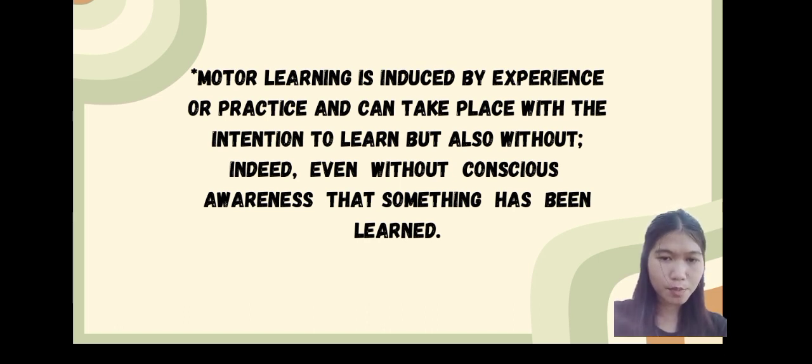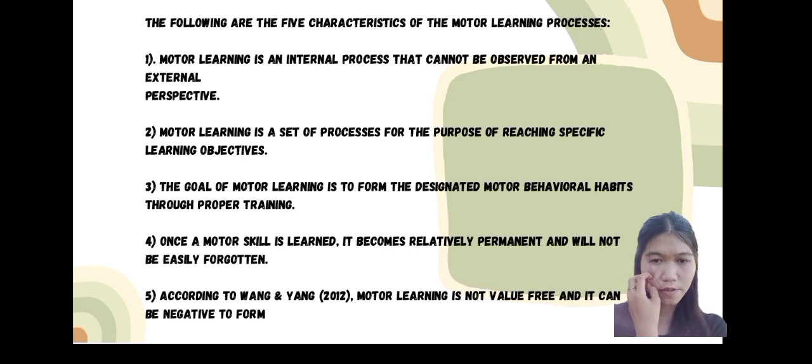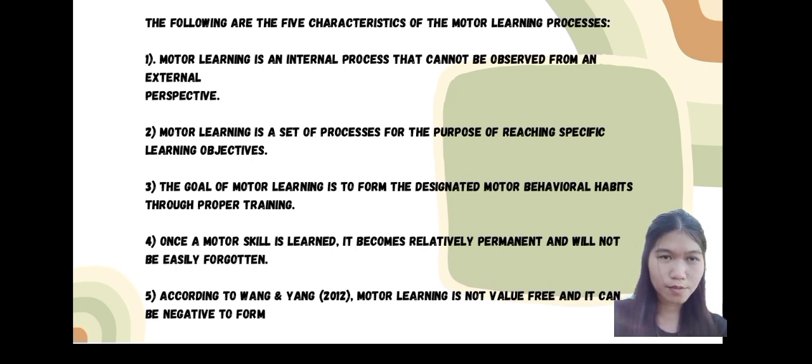First, motor learning is an internal process that cannot be observed from an external perspective. This means that how much an athlete has learned is an unknown factor from an outsider's perspective, because motor learning takes place inside the learner's brain and the muscular movements are only reflections of brain activities. Observing motor performance provides only an indirect assessment of the learning progress of a learner.